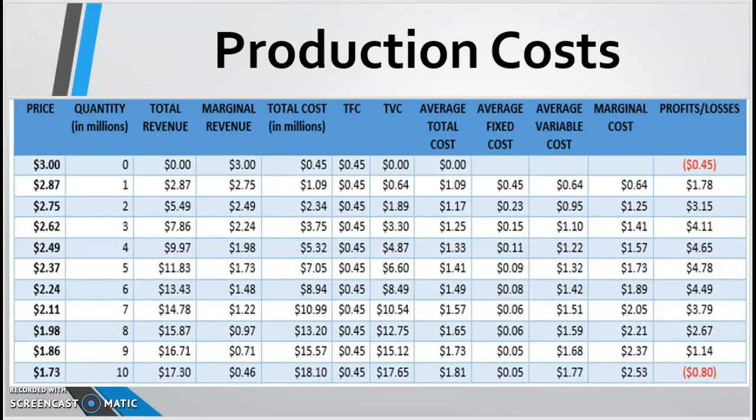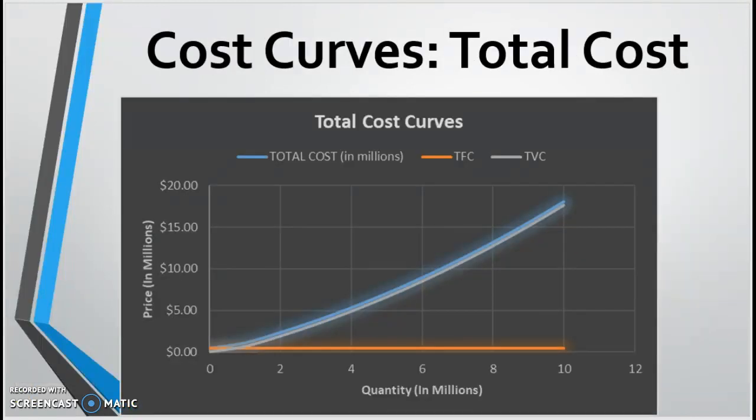Here we can see the production costs. The following is presented in price, quantity in millions, total revenue in millions, marginal revenue in millions, total cost in millions. Let it just be said that all of these numbers will be in millions. Total fixed cost, total variable cost, average total cost, average fixed cost, average variable cost, marginal cost, followed by profits and losses. The cost curves can be seen here.